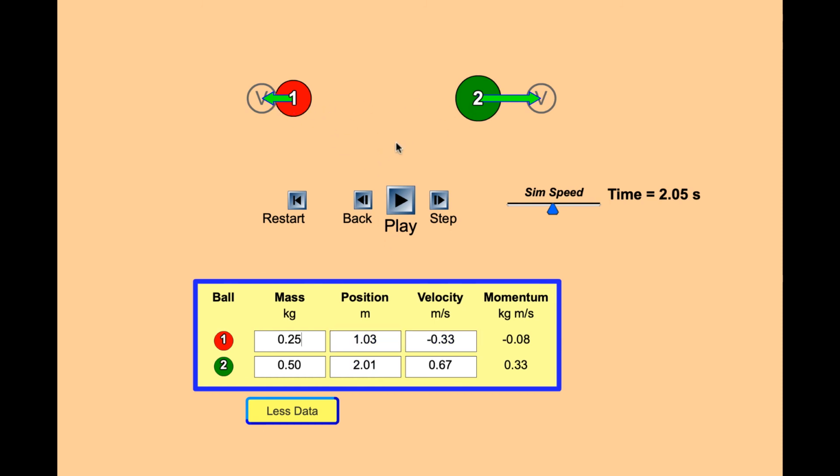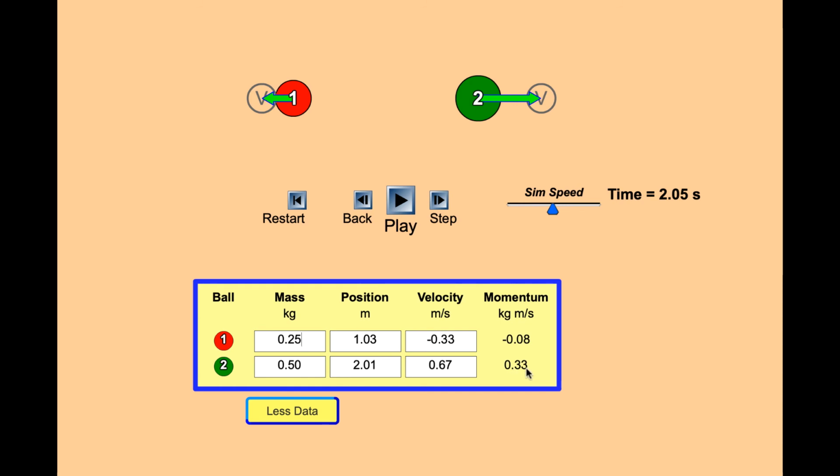Their velocities have both changed. The velocity of Object 1 was 1 meter per second. Now it's negative 0.33. The velocity of Object 2 was 0. Now it's 0.67. So the velocities have all changed. But let's look at the momentum. The momentum of Object 1 is now negative 0.08. It's important to appreciate momentum is a vector. Since Object 1 is now traveling to the left, the direction we presume to be negative, it has a negative momentum. Object 2, which had no momentum before, now has a momentum of 0.33.